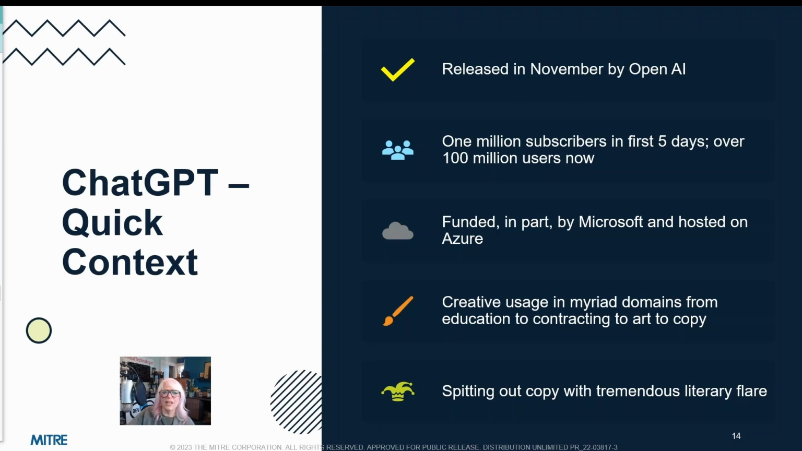Quick context on ChatGPT. It was released in November, and it is already being used by over 100 million people. It's funded in part by Microsoft, and that opens up a number of ethical questions. It's being used by many different domains, including education, contracting, language arts, as well as generating copy text. And it is spitting out copy text with tremendous literary flair. Now remember that it's a language model, and it's just a language model. It's been trained with vast amounts of text data, and it is calculating the probable distribution of sequences of words.